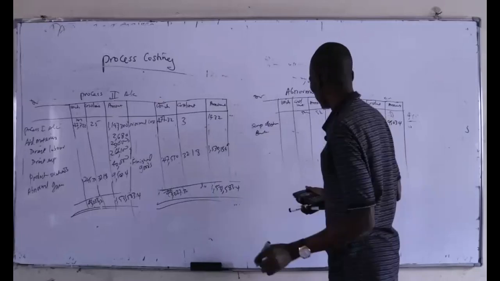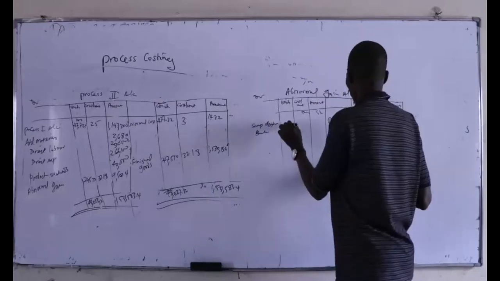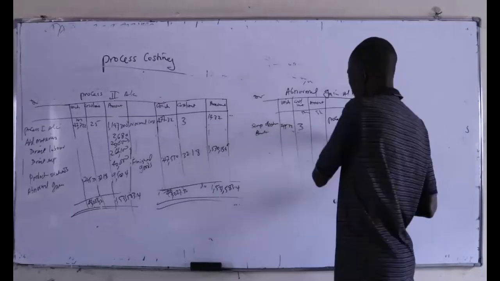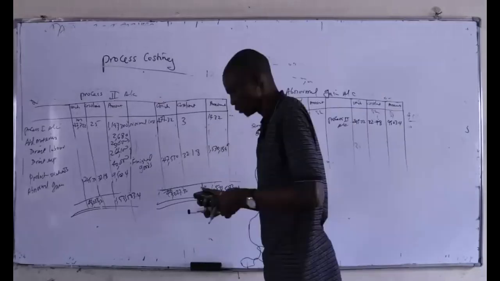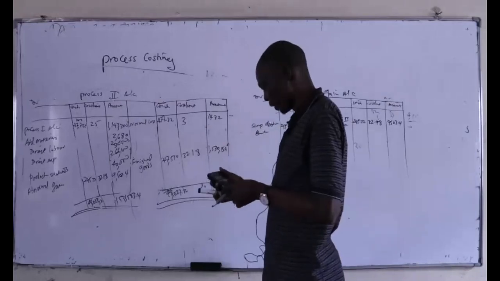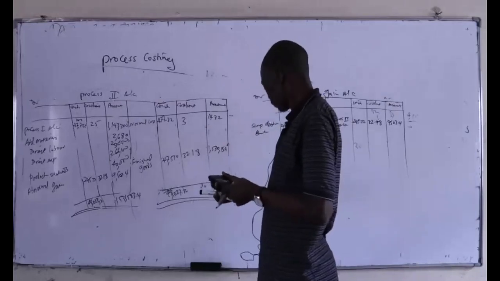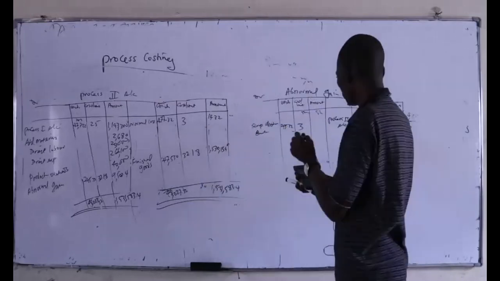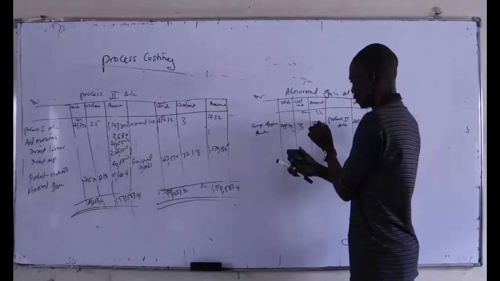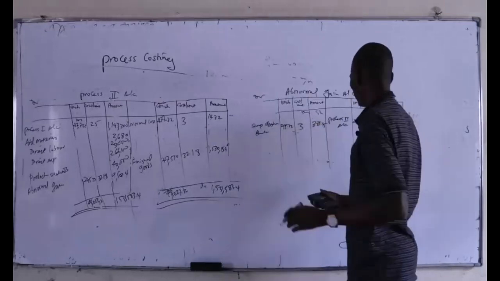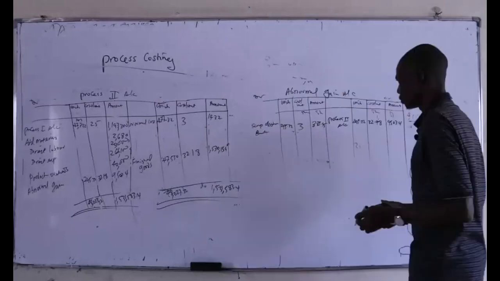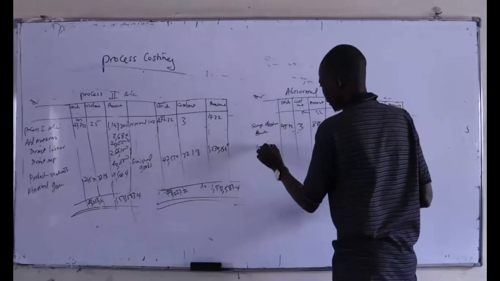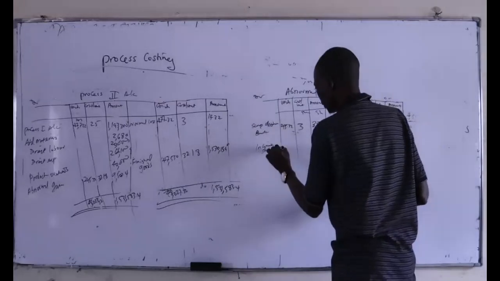So we shall be having 295.32 times 3. So whatever we have here is going to be reduced by the scrap value. So 295.32 times 3 gives you 885.96. So the difference is what you're supposed to take to the P&L account. So the difference goes to what you call P&L or income statement.